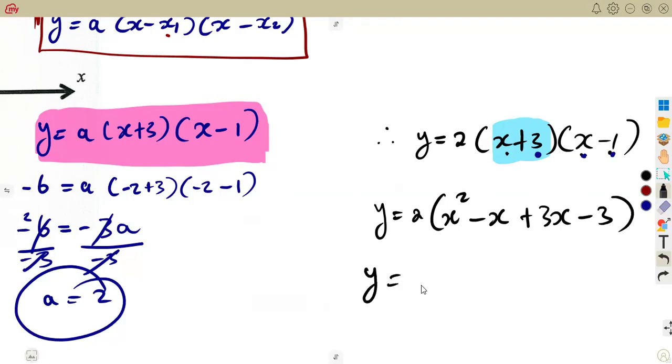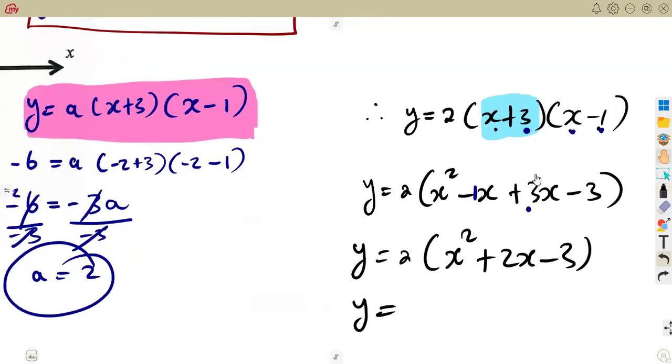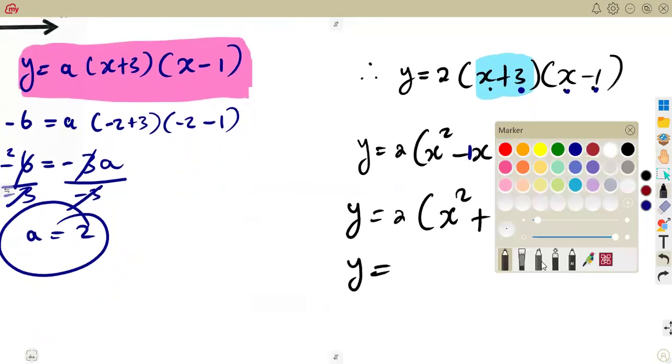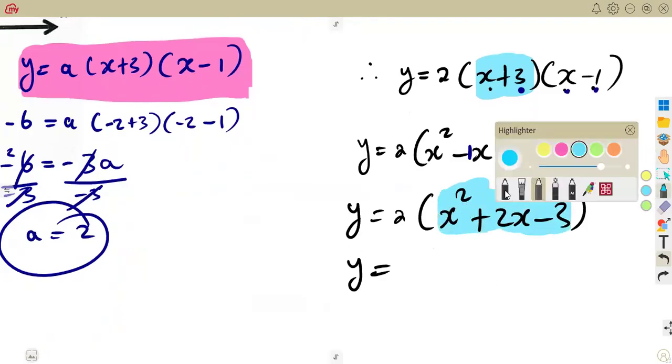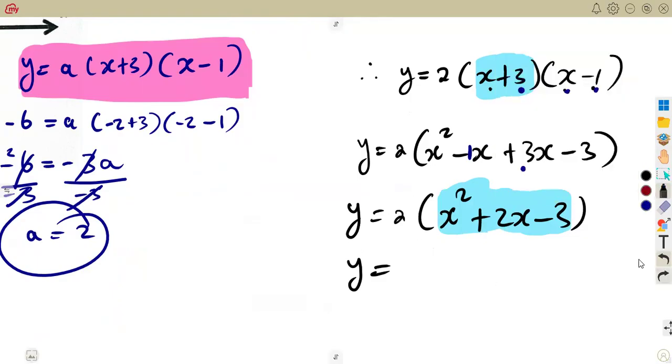Then we're going to collect the like terms. That is going to be x squared, minus 1x plus 3x. This is -1 plus 3, which is 2x. So that is going to be x squared plus 2x minus 3. Then we distribute everything inside of this bracket by what? By the 2, which is outside of the bracket. So 2 times x squared is 2x squared. 2 times 2x is going to give us 4x. 2 times -3, that's -6.